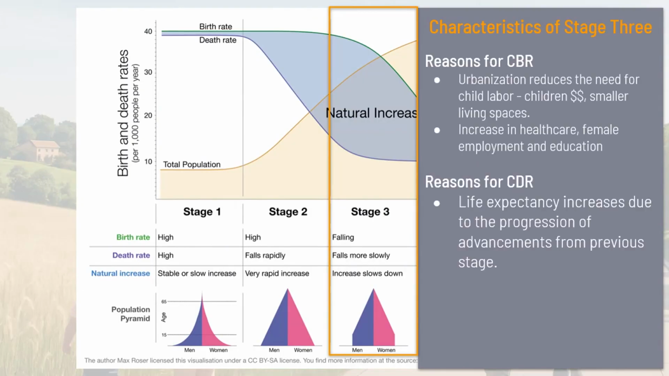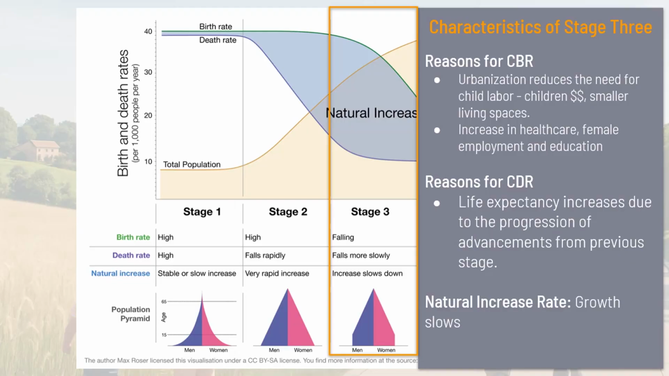Birth rates start to fall because families no longer need as many children. Urbanization makes kids more expensive to raise. Fewer farmhands, more school fees. On top of that, as women gain access to education and employment, they often delay marriage and childbearing. Death rates also continue to decline, though more gradually now, thanks to improvements in healthcare, medicine, and overall living conditions.